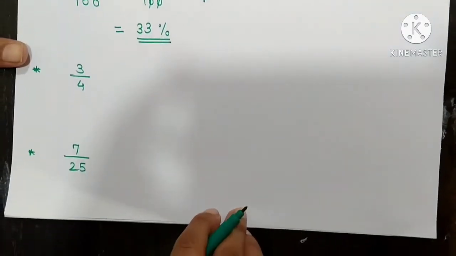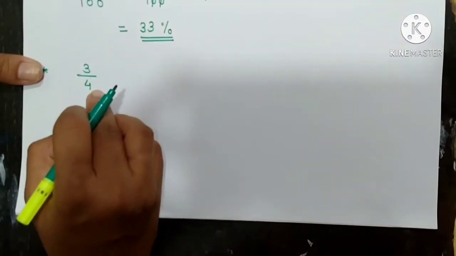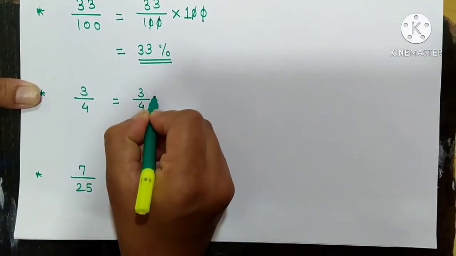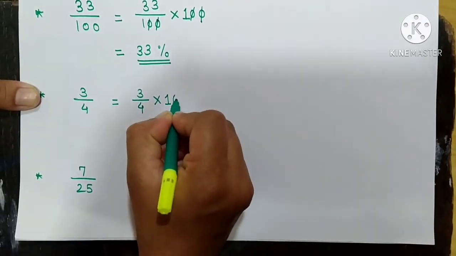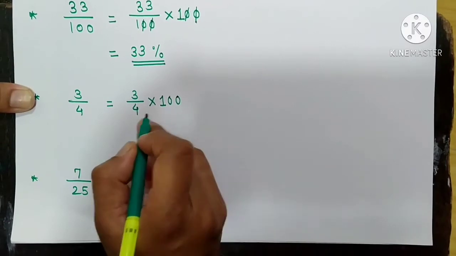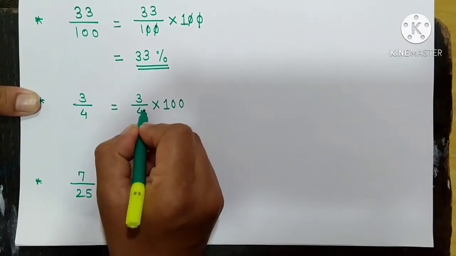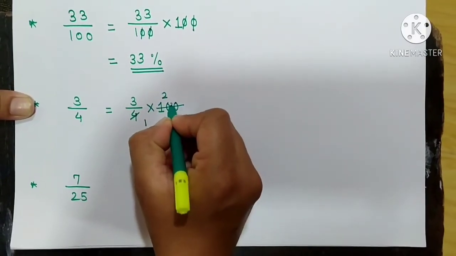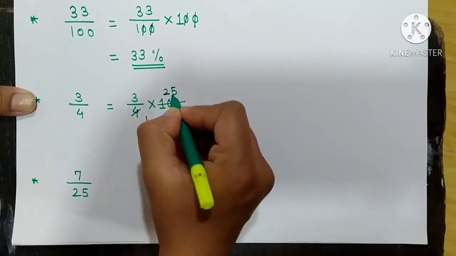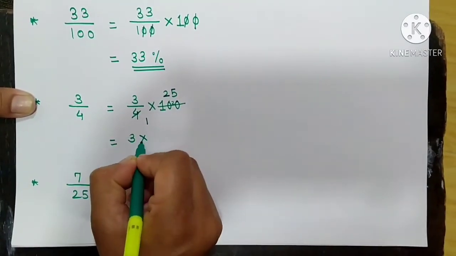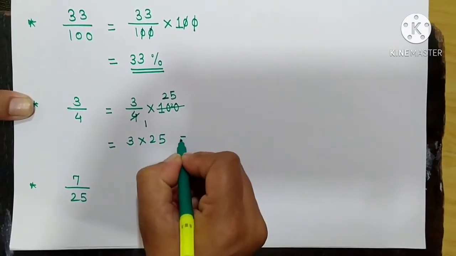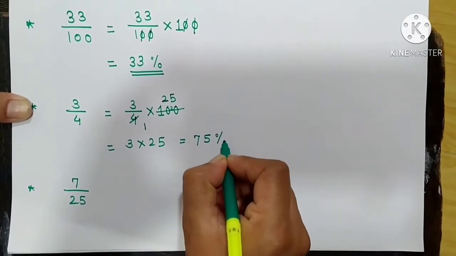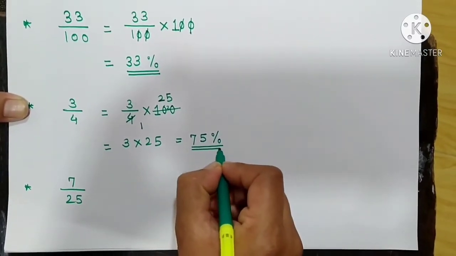Okay. Now I am going to solve another example. 3 upon 4. Okay. The same rule. Write the fraction first and multiply this fraction with 100. Okay. Now I am going to reduce these two numbers by 4. 4 ones are 4, 4 twos are 8, 4 fives are 20, so 4 twenty-fives are 100. So we'll get 3 multiplied by 25. 25 threes are 75. So write the sign of percentage. This is our answer, 75%.